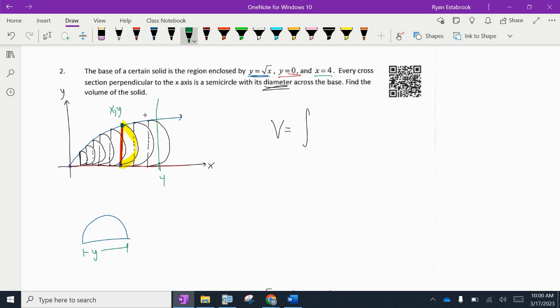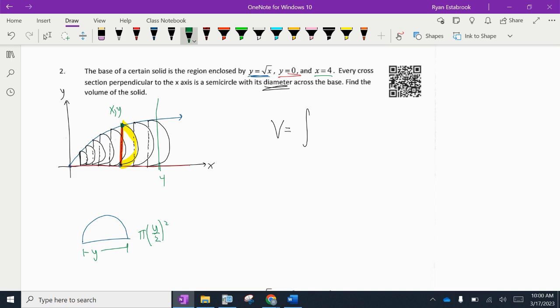And if I want the area of the semicircle, what are you going to have to do with the y? Divide it by 2 because that's the radius. Then what? Multiply by pi squared, right? Pi times the radius squared. This would be the area of that one semicircle.